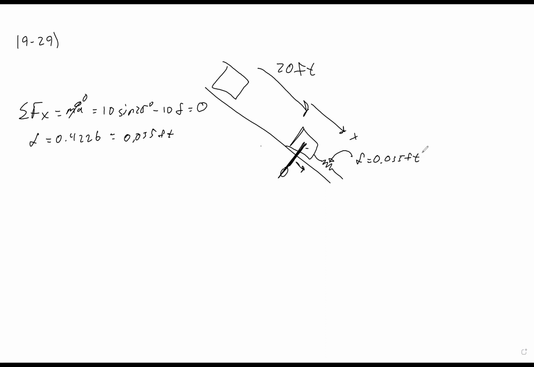0.035 feet. Because when box A hits, the spring is going to want to compress more, and we need to know that the spring is not starting in an uncompressed state. It is already slightly compressed.